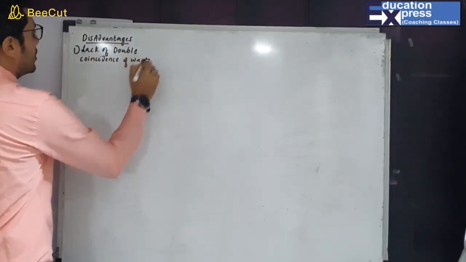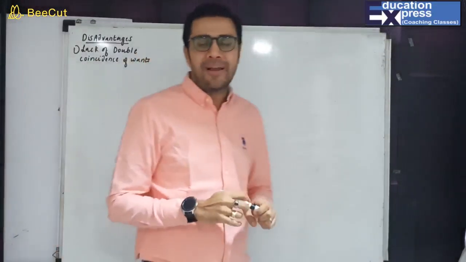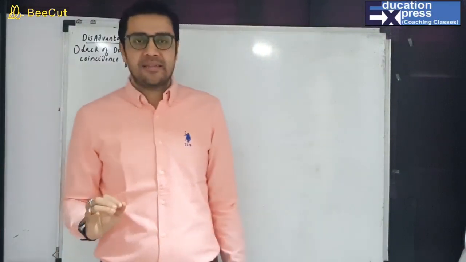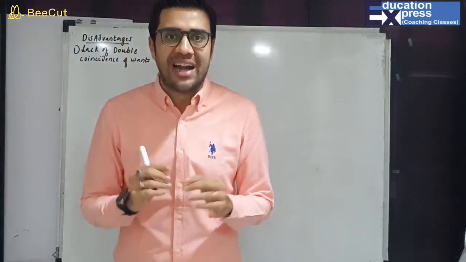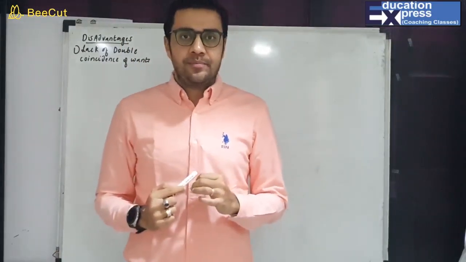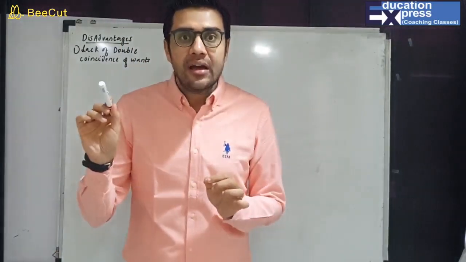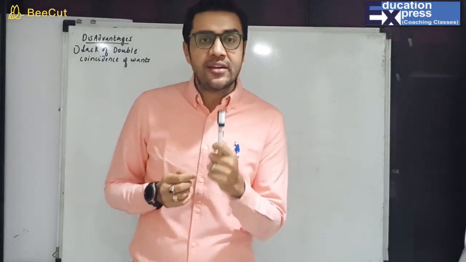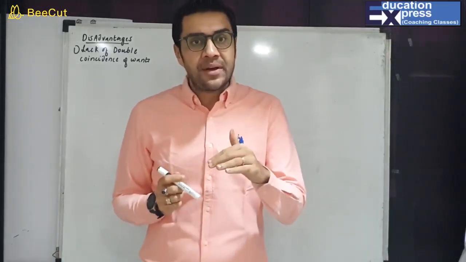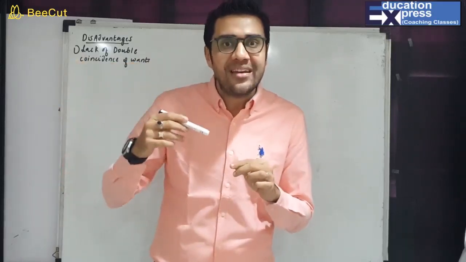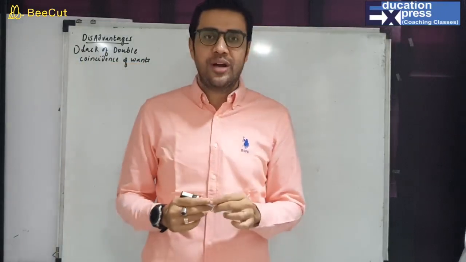What does this mean? Lack of double coincidence of wants. Double coincidence means, if you remember my example of barter system, what did I say? I need to find a person who wants to buy books because I want to sell books. Perfectly correct. What do I want in return? A pen. So I need to find a person who wants to buy a book and who wants to sell a pen. Then only his and my transaction will happen.